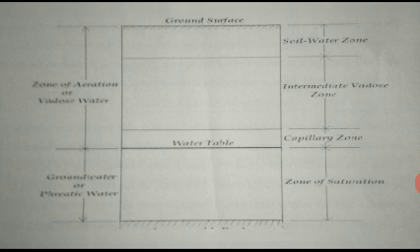That is the zone of aeration or vadose water. Below that, the groundwater or the phreatic water. Below the water table, the phreatic water you can see, and above that the zone of aeration or vadose water.